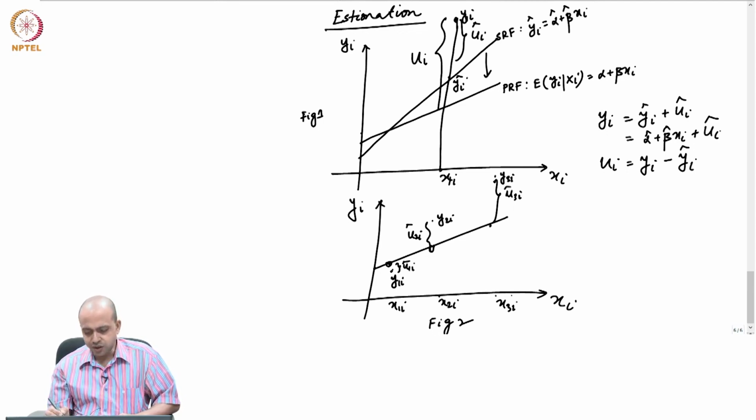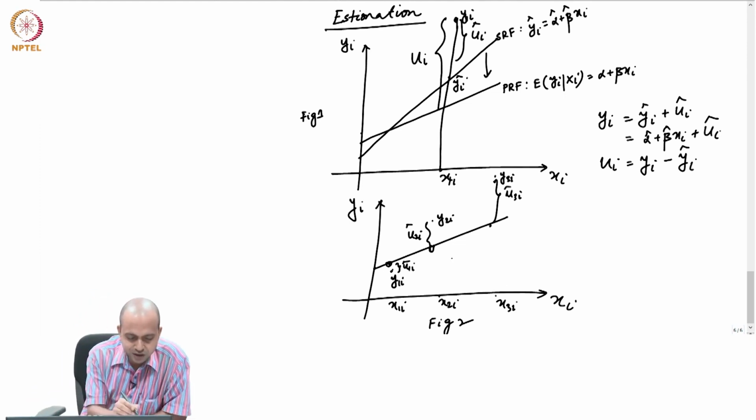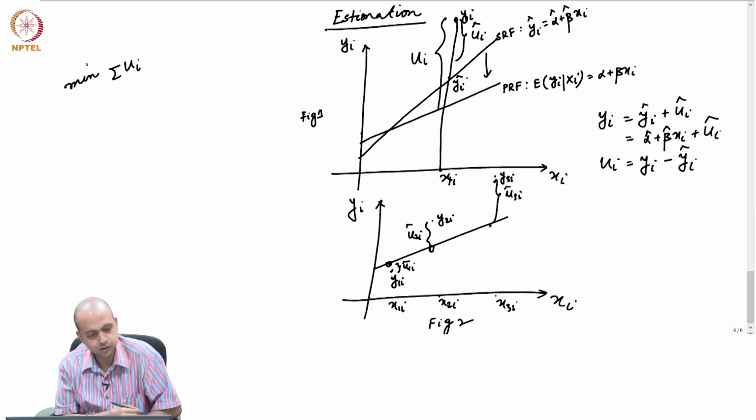For the third individual, this is x3i, your actual is here, observed is here, once again you are committing a mistake. So some errors are positive, some errors are negative, and our objective here is to minimize this error. We are trying to minimize this error. Okay?